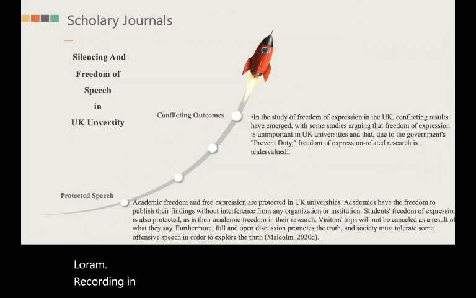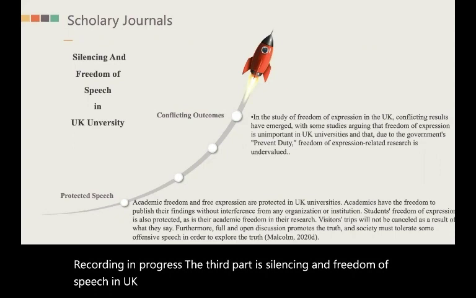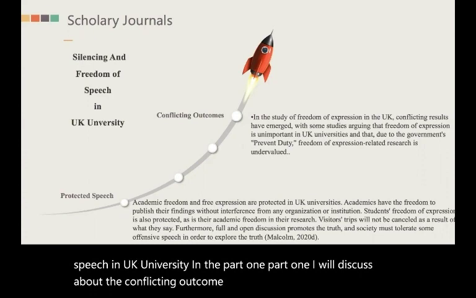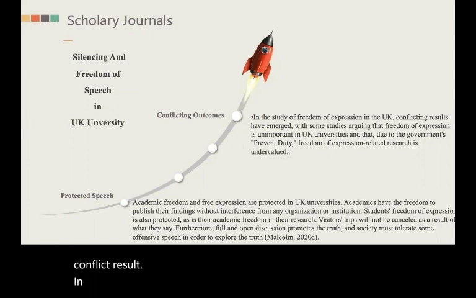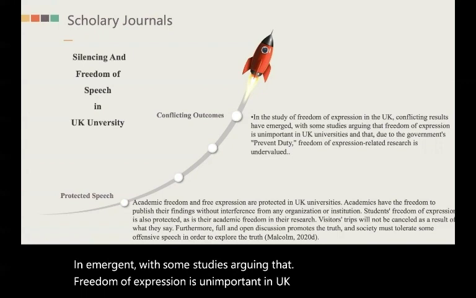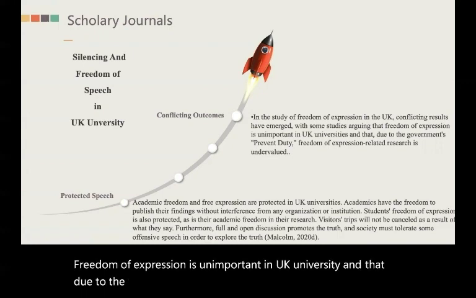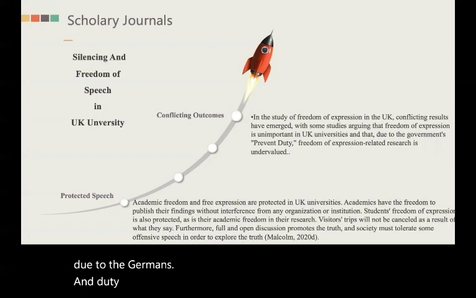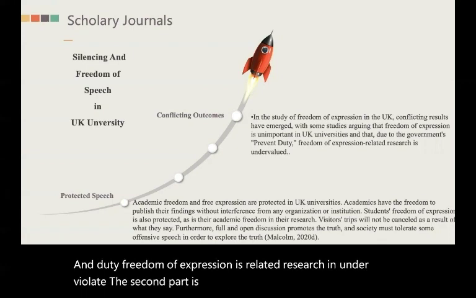The third part is silencing and freedom of speech in UK universities. In part one, I will discuss the conflicting outcomes. In the study of expression in the UK, conflicting results are emerging, with some studies arguing that freedom of expression is unimportant in UK universities, and that due to the government's Prevent duty, freedom of expression in research is under threat. The second part is academic protected speech.